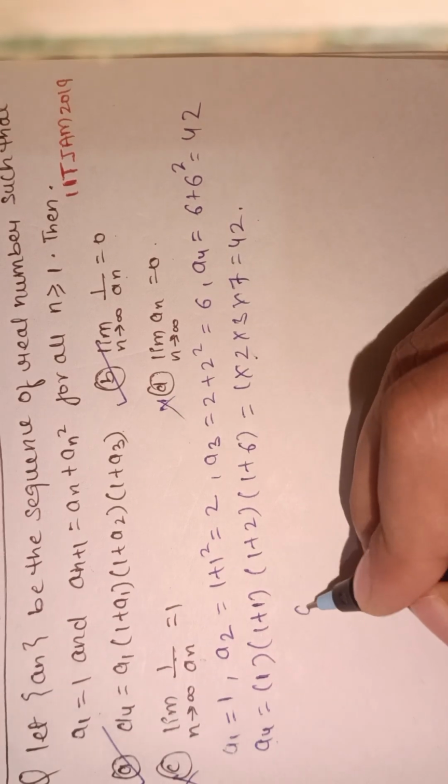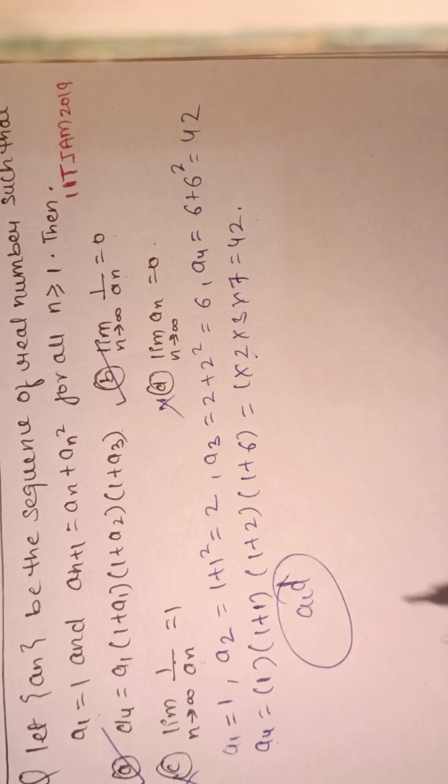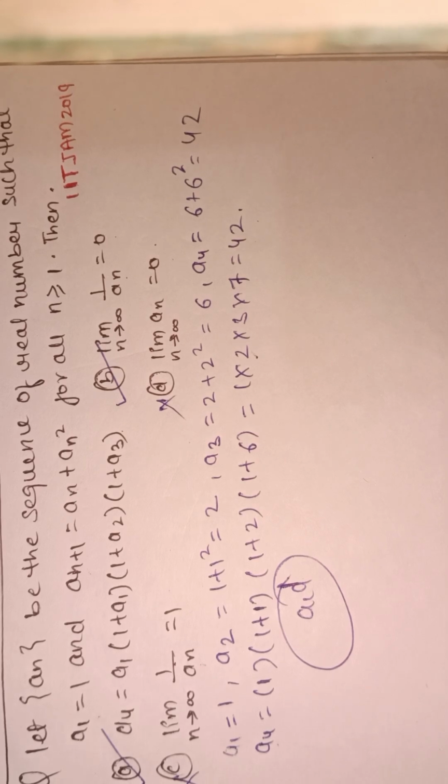So options A and D are the correct options, and the rest of the options are incorrect. So this is a question based on sequences of real numbers.